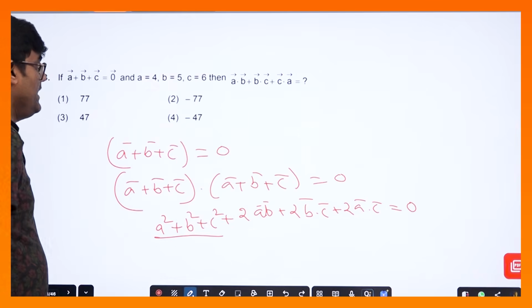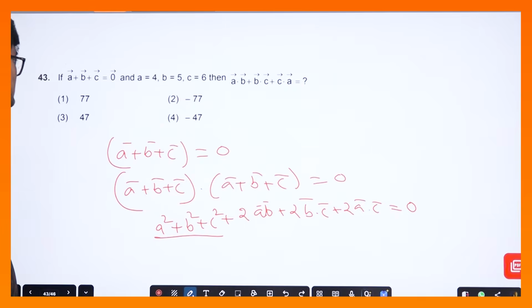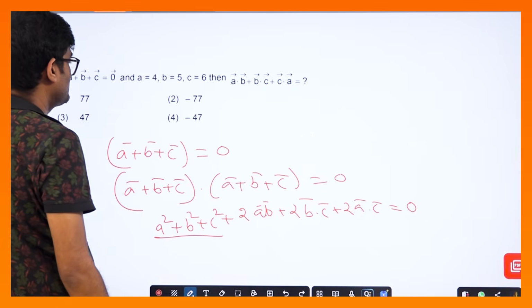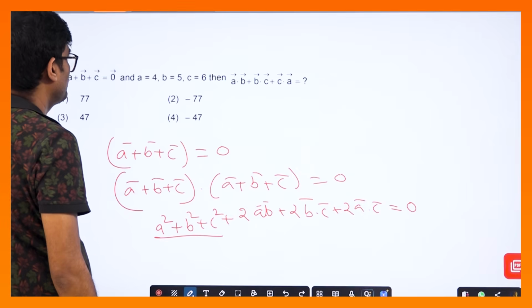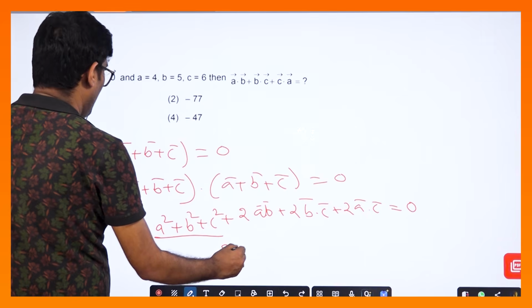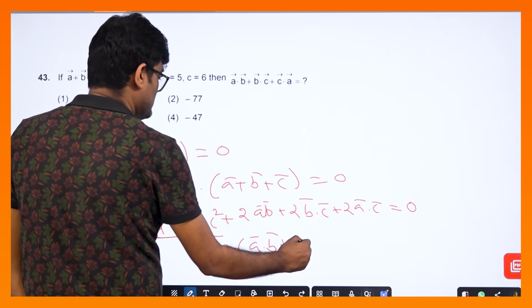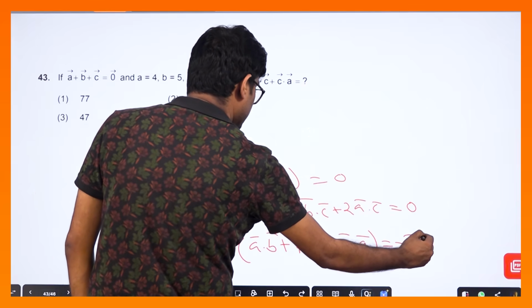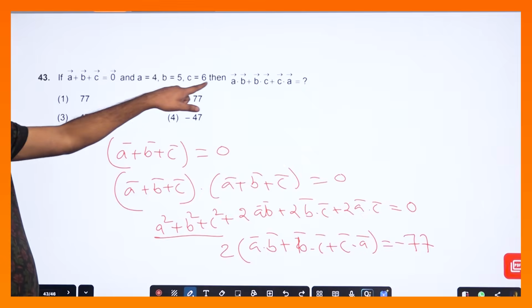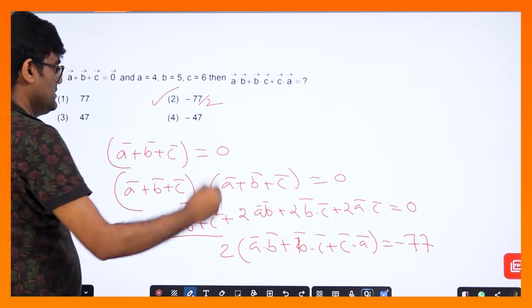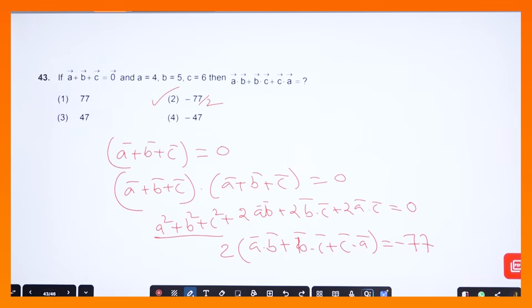Now if I square these, it is 4 squared plus 5 squared, 16 plus 25, plus 6 squared, 36. 16 plus 25 is 41, and 41 plus 36 is 77. So twice of A dot B plus B dot C plus C dot A is equal to minus 77. So this answer should be minus 77 by 2. I think there is a mistake in this question. This answer should be minus 77 by 2.